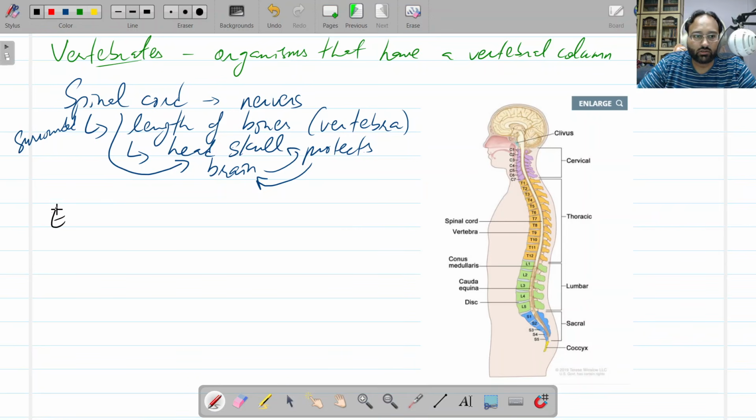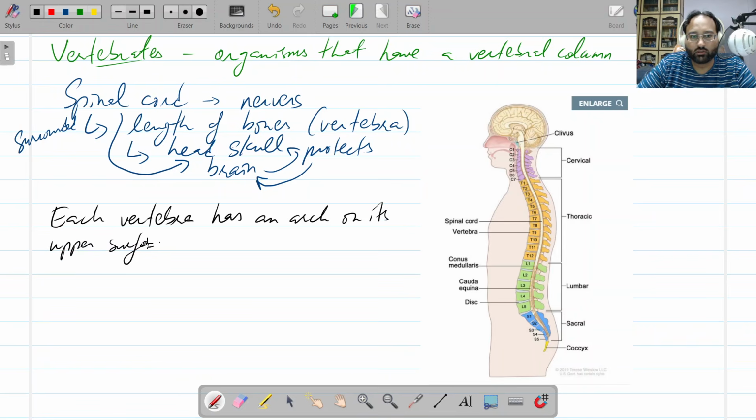So each vertebra has an arch on its upper surface to protect the spinal cord.